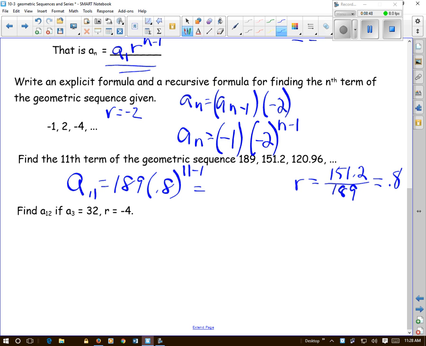Whether to use the recursive or the other formula: if I use the recursive, I've got to go through and find the 4th term, the 5th term, the 6th term, the 7th term, the 8th term, the 9th term, and the 10th term before I can find the 11th. So that helps me make my choice there. If you feel like working all that out, then you can go that way.